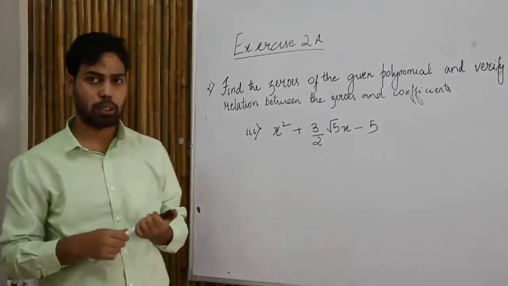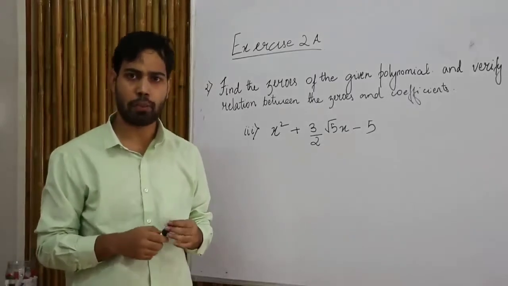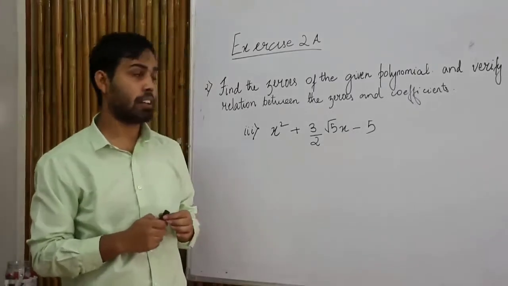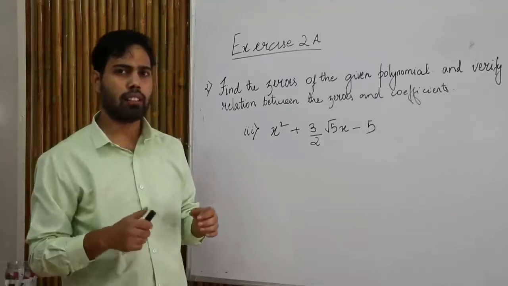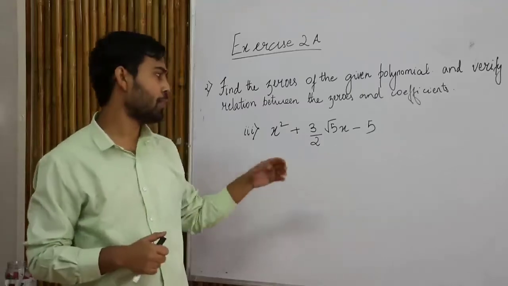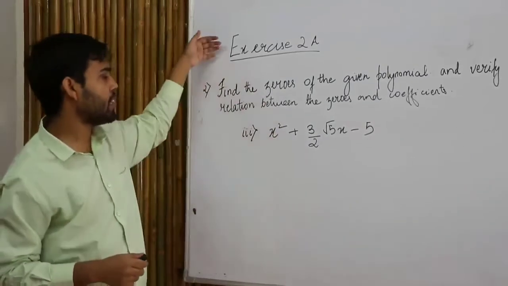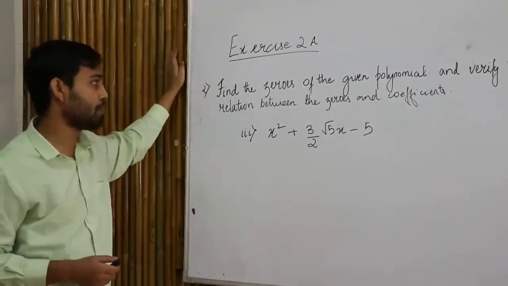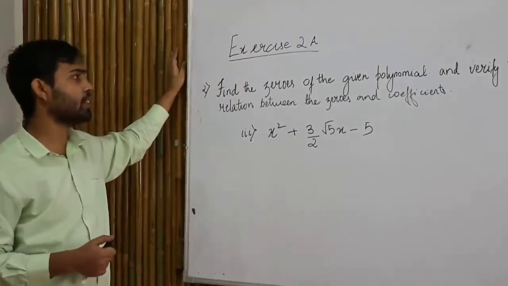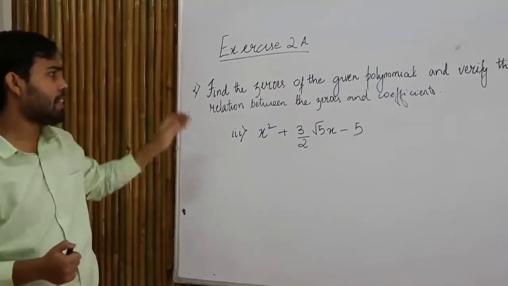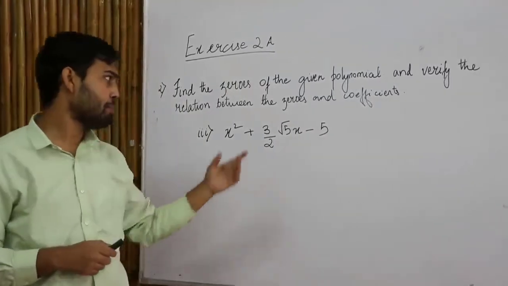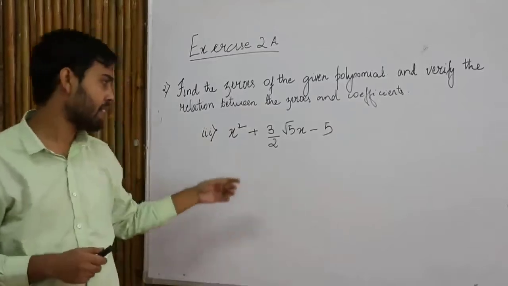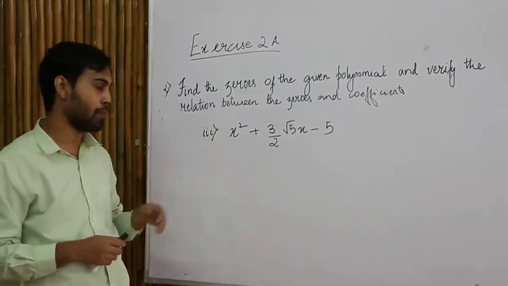So we have already looked at the relation between the zeros of a polynomial and the coefficients of the quadratic polynomial. Now we'll be using this concept here. I have taken this question from exercise 2a, question number 2. The question says, find the zeros of the given polynomial and verify the relationship between the zeros and the coefficients. I have taken this question number 3 from it.